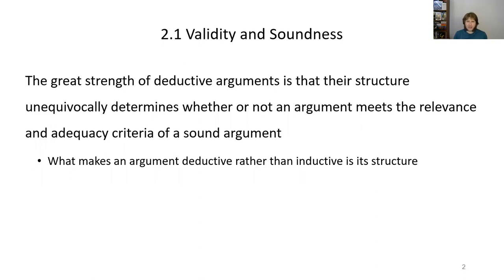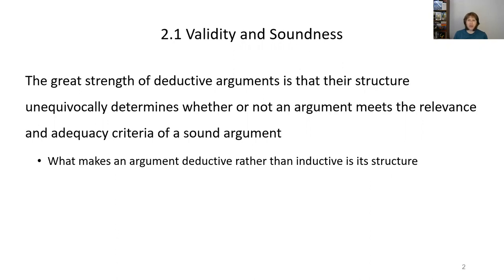We'll get around to this a little bit later, but arguably you can take any argument and transfer it from one form to the other. It all depends on how the premises fit together and support the conclusion. So, taking a look at the slide I have up here, the great strength of deductive arguments is that their structure unequivocally determines whether or not an argument meets the relevance and adequacy criteria of a sound argument. That's as outlined by Hughes and Lavery, thinking about those criteria.